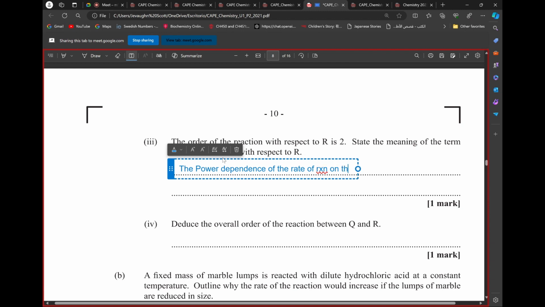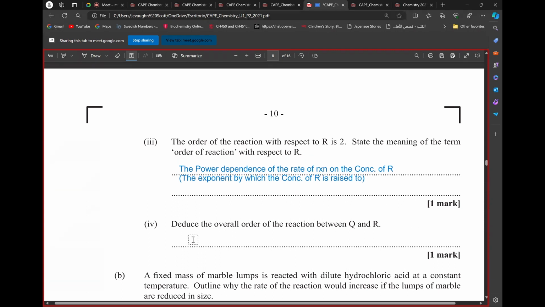On the concentration of R. So it's a relationship between the two, right? So what I'm gonna put in bracket under here is what we've said first. So the exponent by which the concentration of R is raised to, right? So generally that. These are basically saying the same thing. It generally means the same thing. Alright? So we'll have a look at that.